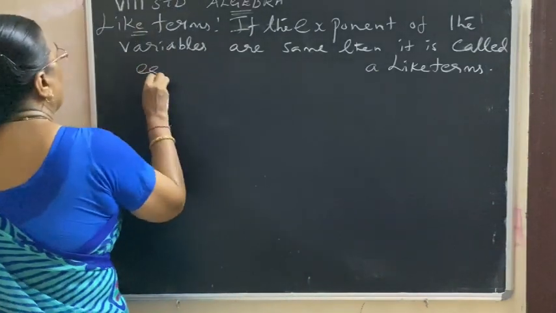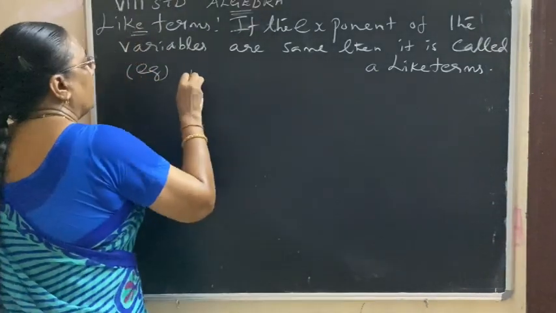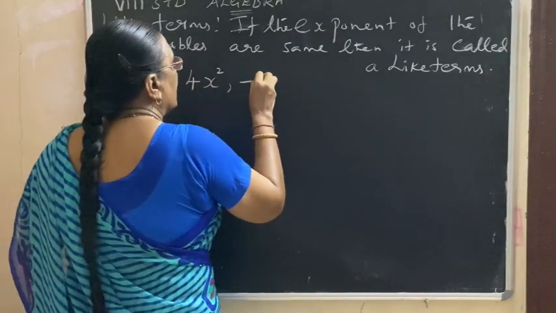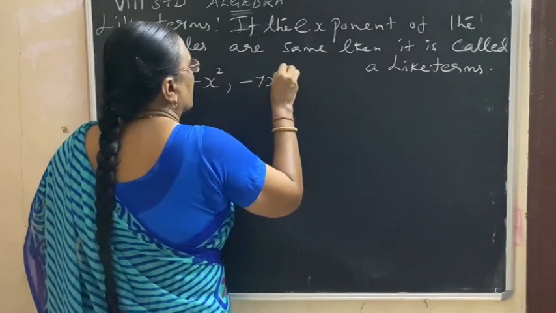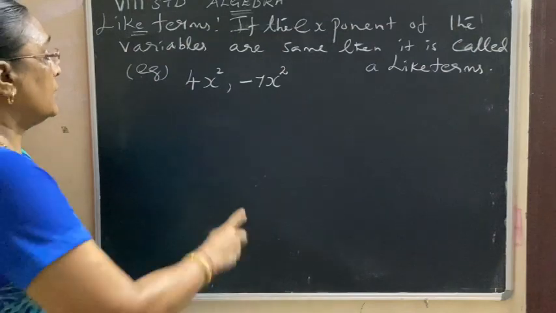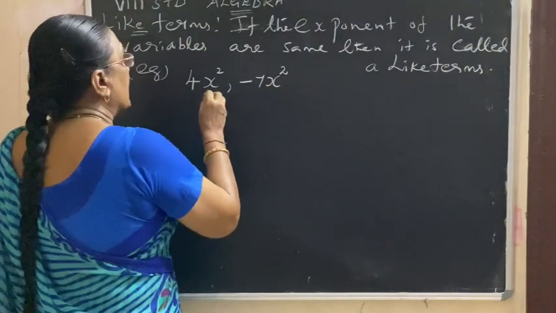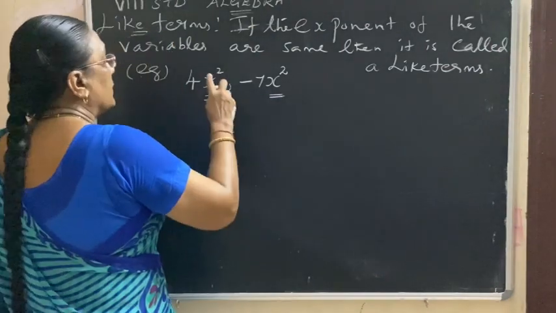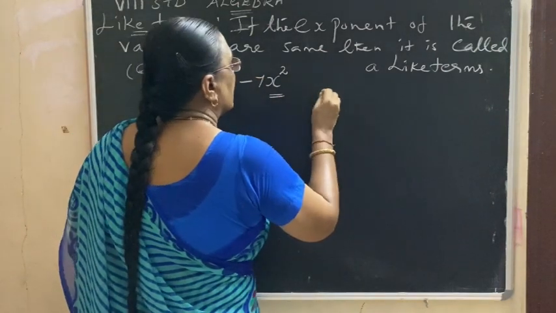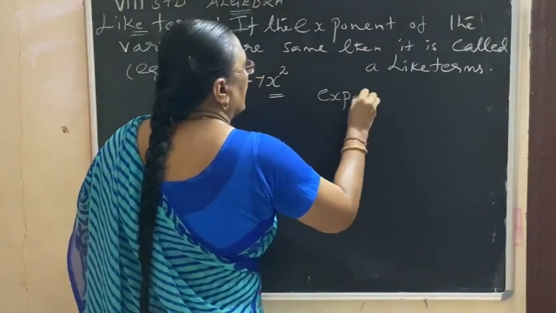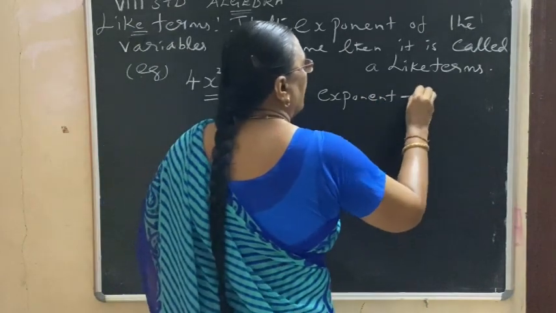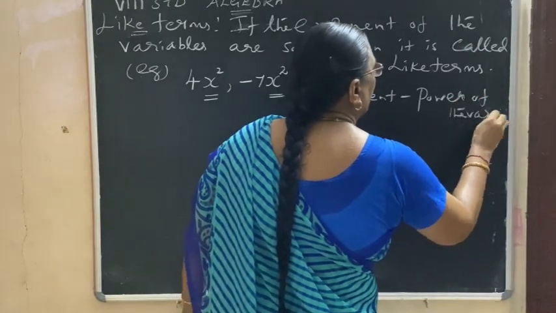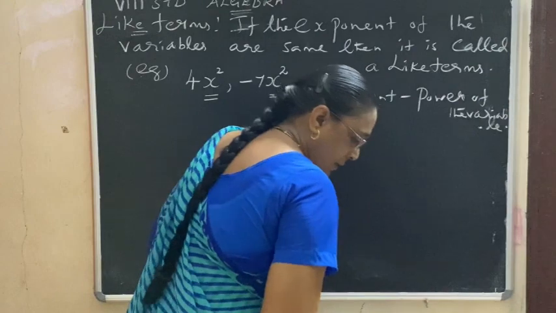For example, what are like terms? If you take 4x square, and another term minus 7x power 2, these are called like terms. What are the variables here? Here the variable is x, and here also the variable is x. What is the exponent? Here the exponent is 2. Exponent is nothing but the power of the variable.